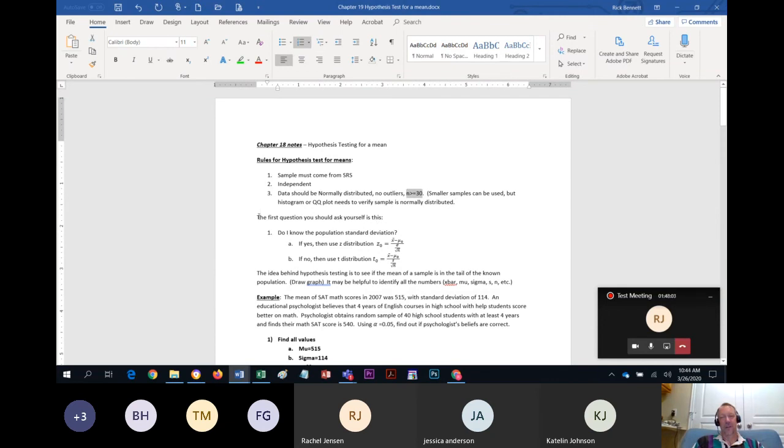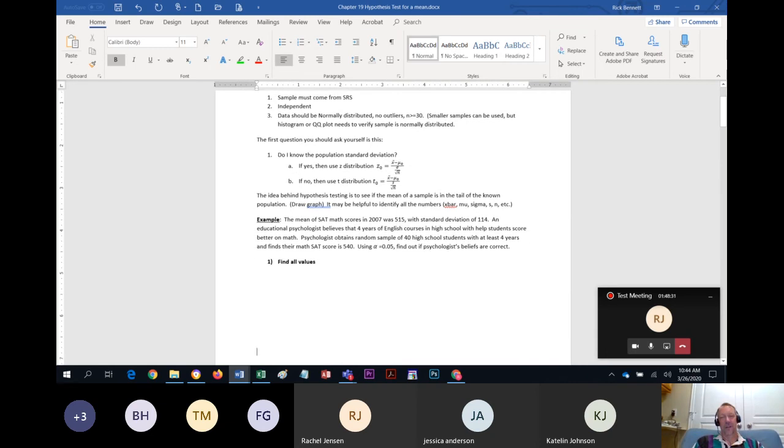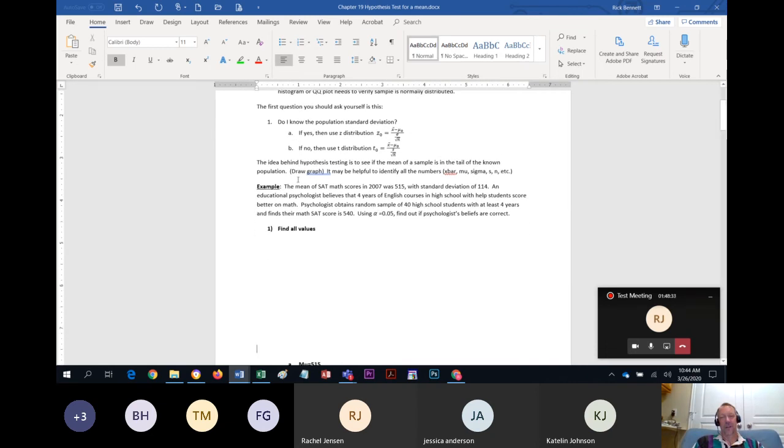So in chapter 18, the first question you should ask yourself is this: do I know the population standard deviation? If your answer is yes, we're going to use the Z equation. If your answer is no, that's going to be the next chapter, which is the T equation, which is very similar. Okay, so this has got all the answers on here, but let's do this, okay?